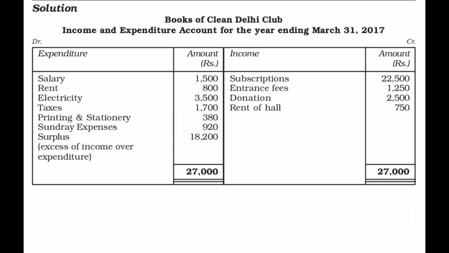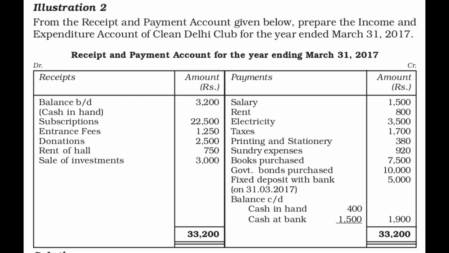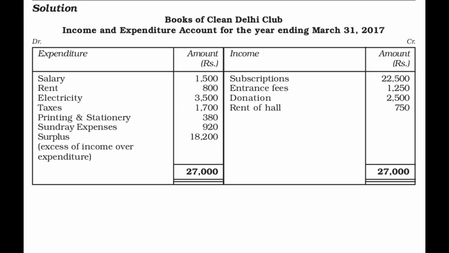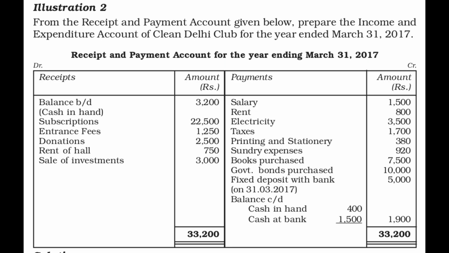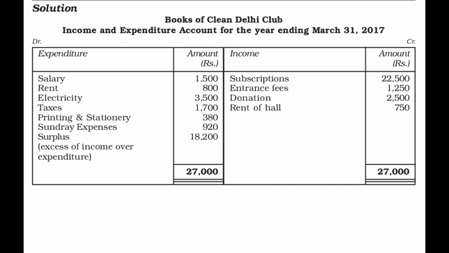Entrance fees rupees 1,250. Next item it is donations, also an item of income, therefore taken on the income side of the account. Donations rupees 2,500. Next item it is rent of hall rupees 750, an item of income. ഹാളിന്റെ വാടക കിട്ടുന്നതാണ്, ഇൻകം ആണ്. ഇൻകം സൈഡിൽ എടുക്കുന്നു rupees 750.